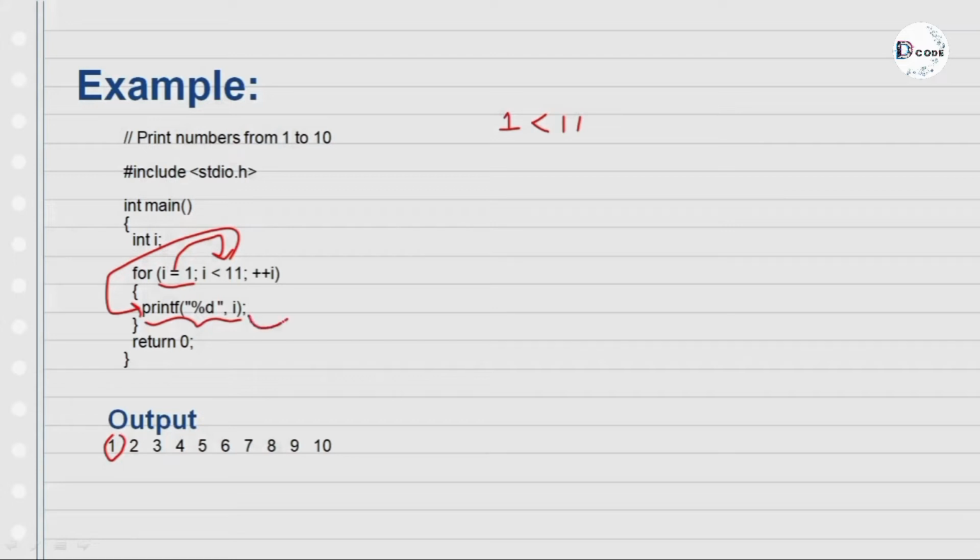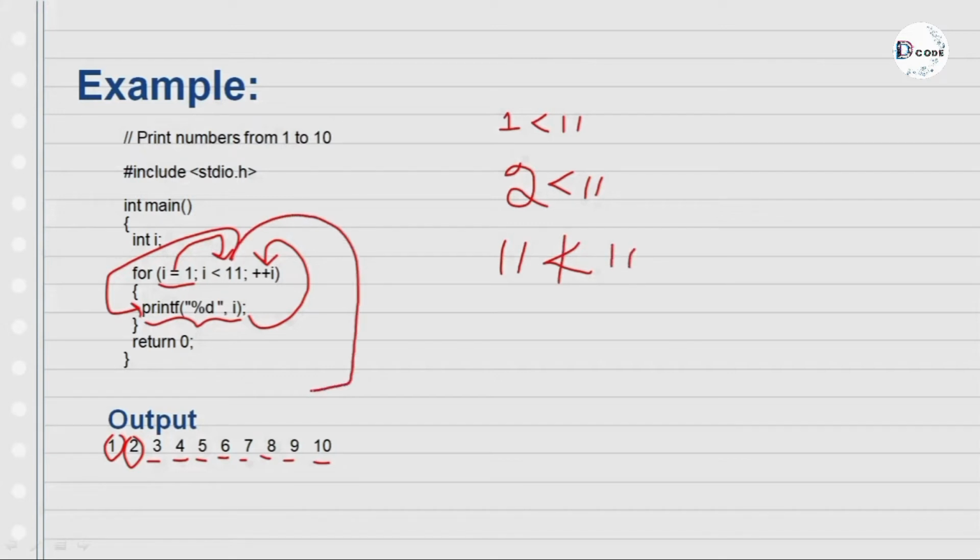Then after this, I is increased. So now I is increased to 2, which is less than 11. So again the control goes into the for loop and executes 2. In a similar way, 3, 4, 5, 6, 7, 8, 9, 10 are executed. After 10 is executed, I is incremented to 11, which is not less than 11. So the control exits the loop.